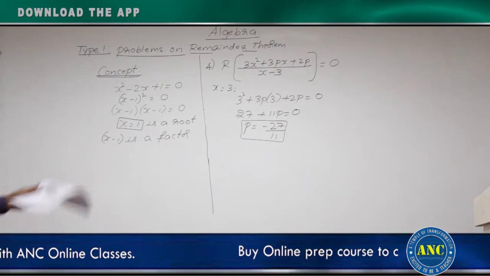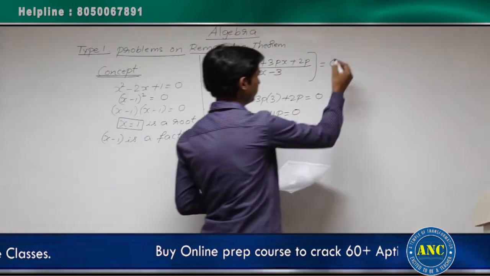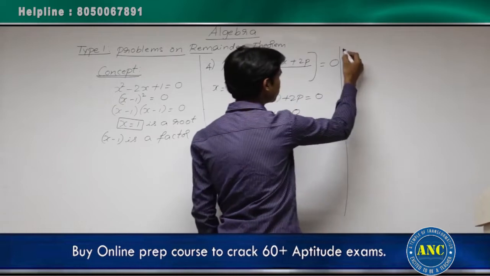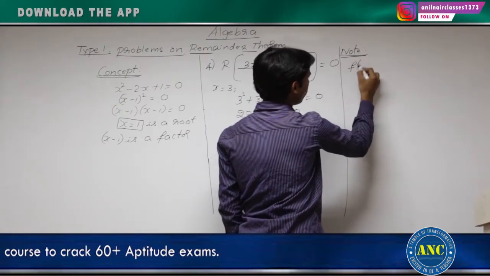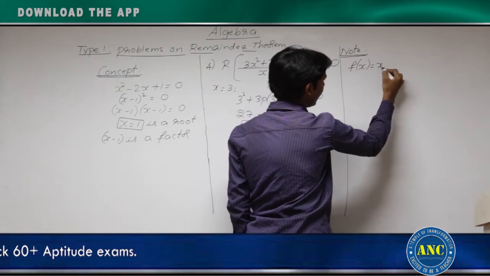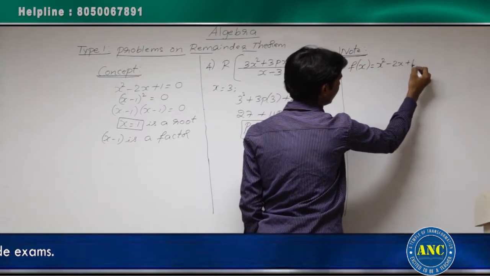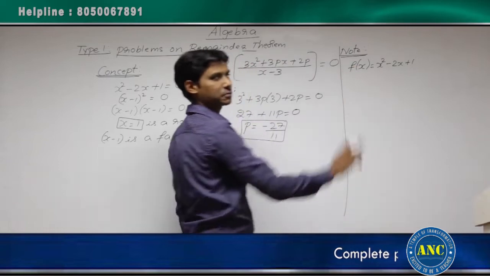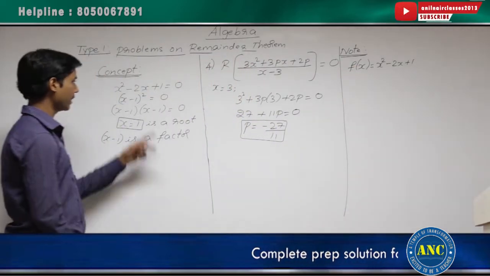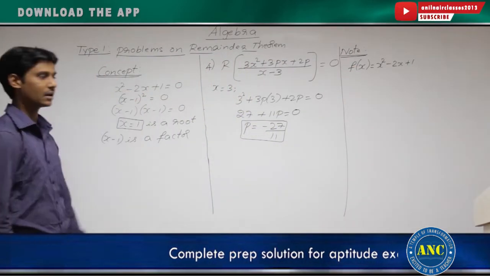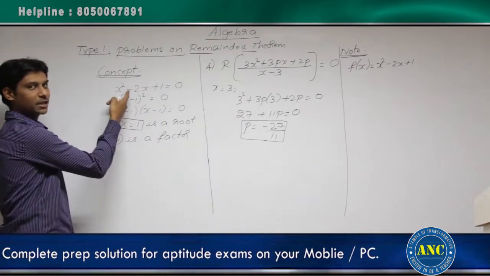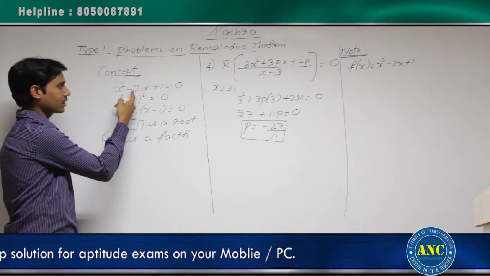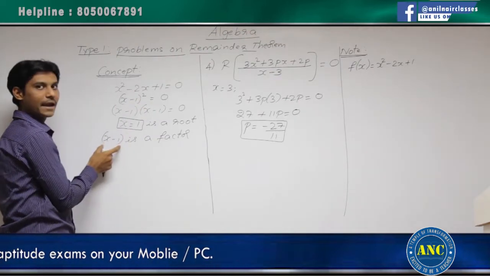Clear? Question number 5. Before we move on to the next question, suppose I take the expression x square minus 2x plus 1. Same expression I am taking, right? x square minus 2x plus 1. Now, what is the factor of this expression? The factor of x square minus 2x plus 1 is x minus 1.